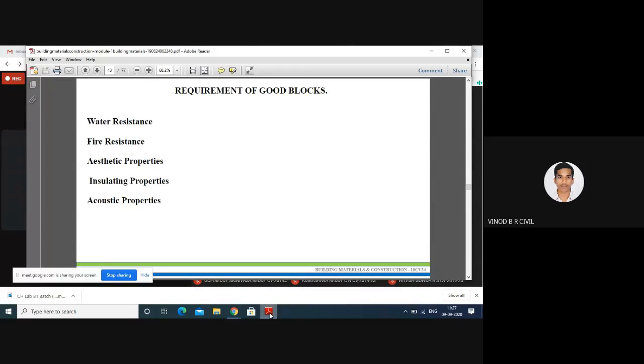As you know, water absorption should be less, and fire resistance. Some of the bricks are really good in fire resistance, otherwise it easily catches fire. And aesthetic property, acoustic property and installation property. As you know, installation does not require any skilled labor. And coming to the progress of work, it should be good progress.